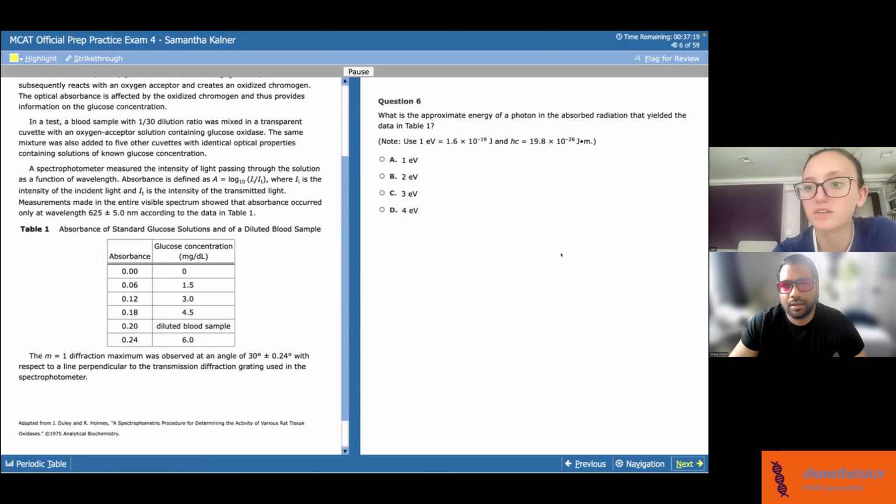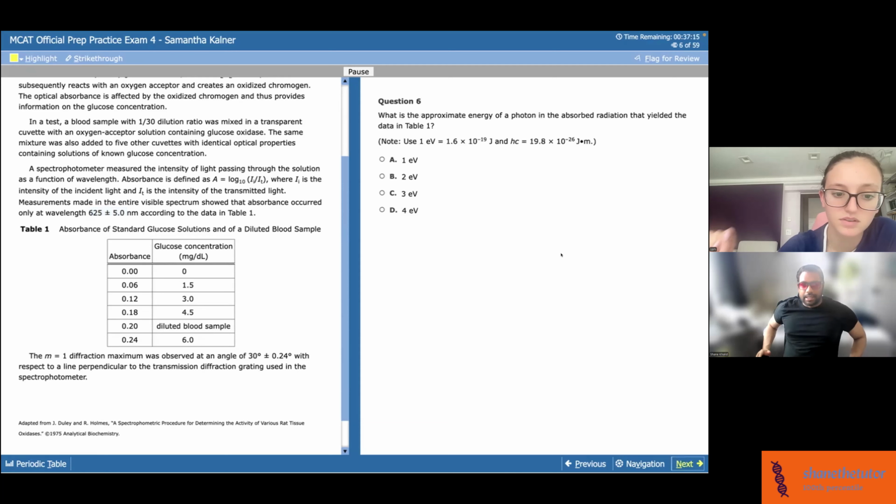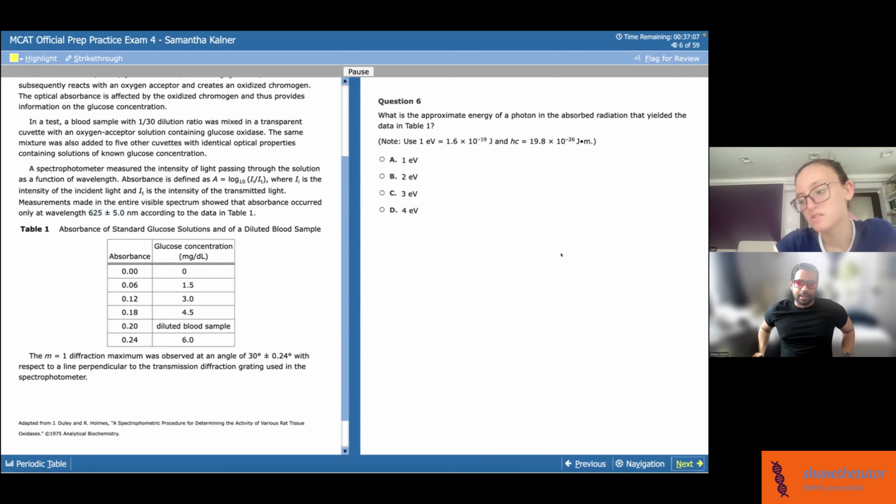Energy of a photon absorbed. Okay, so yeah, they love asking these types of questions, right? So that's why, when you see that wavelength, you want to be thinking of things like this. Okay, so we have the wavelength.